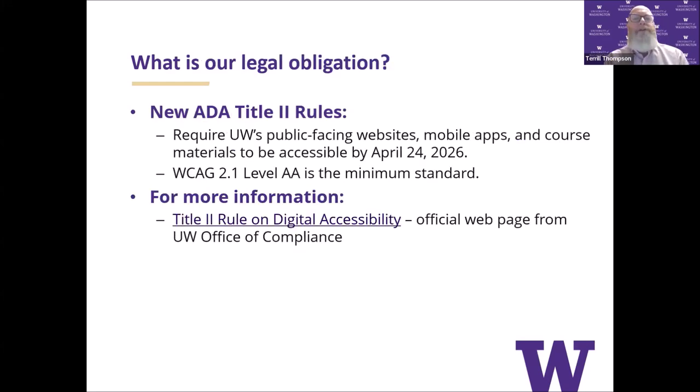So what is our legal obligation? This is actually new because it was just published recently, just a couple of months ago. The Department of Justice passed new ADA Title II rules that require all public entities, including the University of Washington, to make sure that their public-facing websites, their mobile apps, and their course materials all need to be accessible. And we've got a deadline of April 24th, 2026 to do that. So now's the time to really start getting acquainted with web accessibility. So it's great that y'all are here, and to be working toward being fully accessible by that deadline.